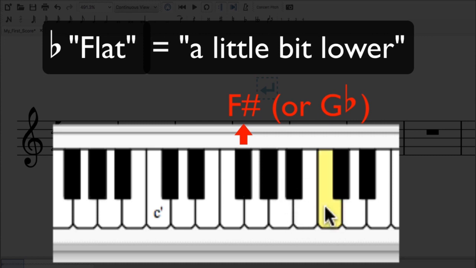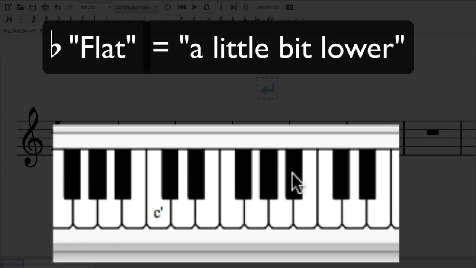Let's go to C. Can we have a C flat? No, we can't. For the same reason we don't have a B sharp. There's nothing in between. There's not a black key here. So there's no C flat and there's no B sharp. And again, here, there's no F flat or E sharp. This is F. So F flat would be a black note here, and there isn't one. So that's how sharps and flats work.